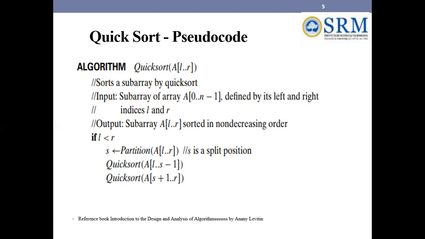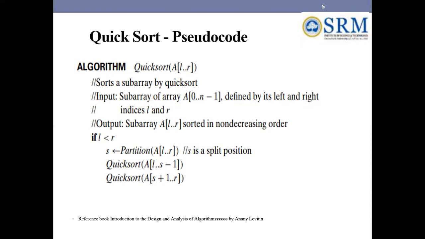Again, QuickSort A of L to S minus 1. This left subarray is again passed to QuickSort. Again, the right subarray S plus 1 to R. Again, this is a recursive call. Recursively, the function is called, dividing the array into two parts based on the pivot element till we have a single element. So if L becomes equal to R, that is we have only one element, this recursive call will be stopped.